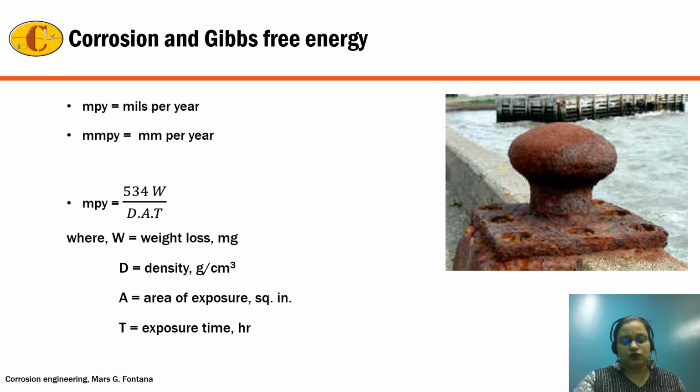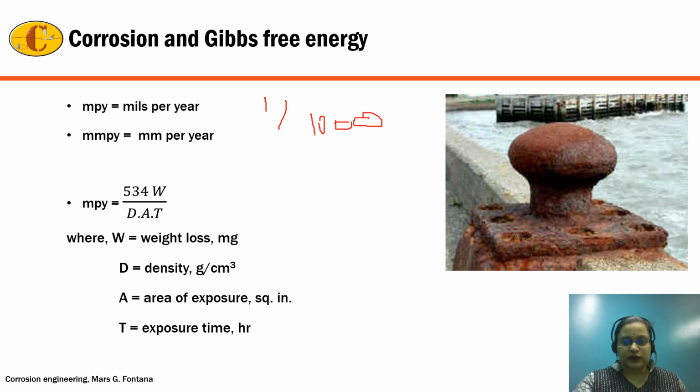Now, usually corrosion is counted in terms of mils per year, that is 1,000th of an inch, or millimeter per year of material loss. It means that if you have this equipment, then it is going to lose 1,000th of an inch of material all over the surface in 1 year. If we count it per year, it will lose 1 mil, for example, per year.